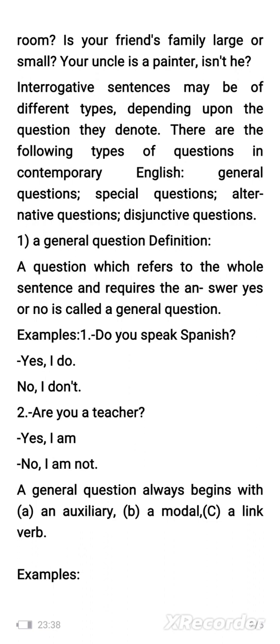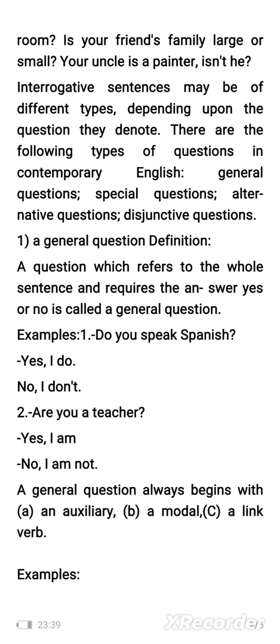Interrogative sentences may be of different types depending upon the questions they denote. There are the following types of questions in contemporary English: general questions, special questions, alternative questions, disjunctive questions. A general question's definition: a question which refers to the whole sentence and requires the answer yes or no is called a general question. For example, do you speak Spanish?